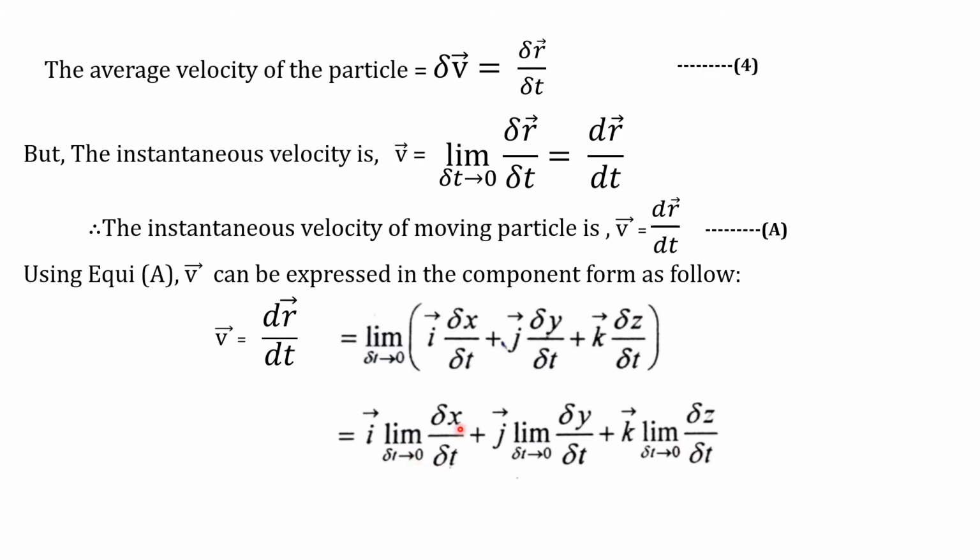Now what does this term represent? As we defined earlier, the limit as delta t tends to 0 of delta r by delta t is equal to vector dr by dt. Similarly, here we write dx by dt, dy by dt, and dz by dt, and we get the next equation.